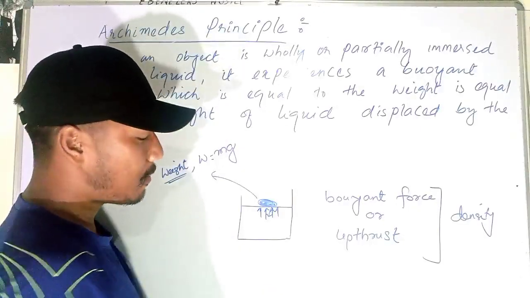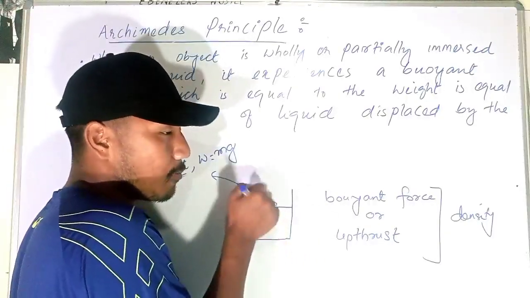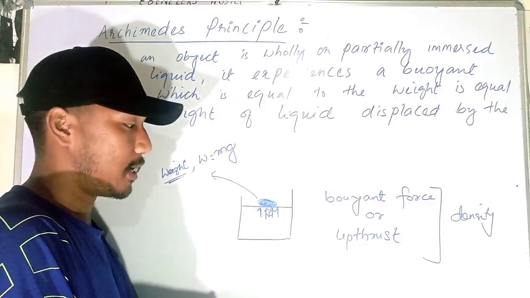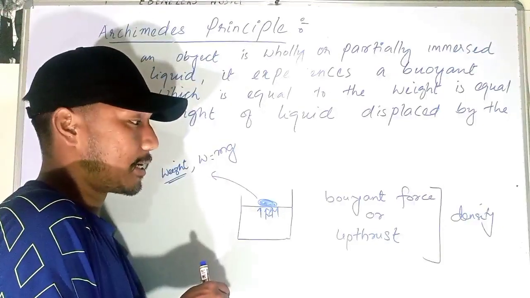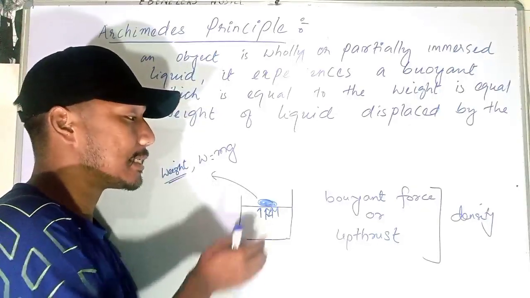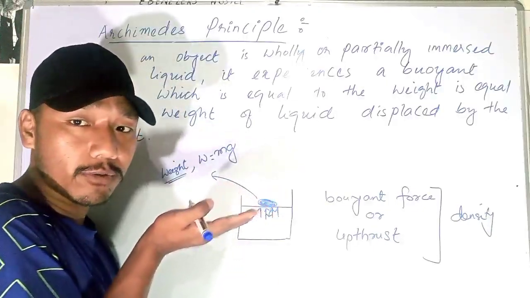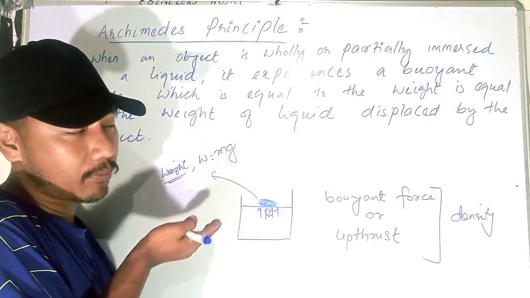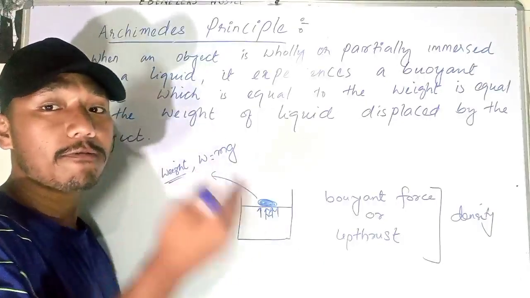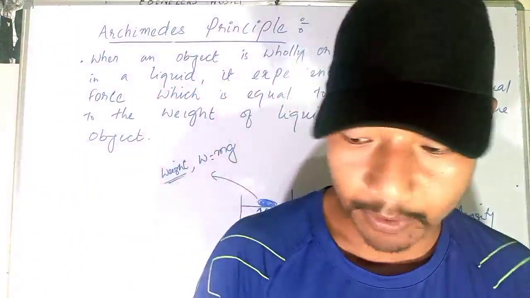If the weight of the object is more than the buoyant force, the object is going to sink into the water. But if the weight of the object is less than the buoyant force, the object may be floating on the water. That is what we learned in the previous video lectures.